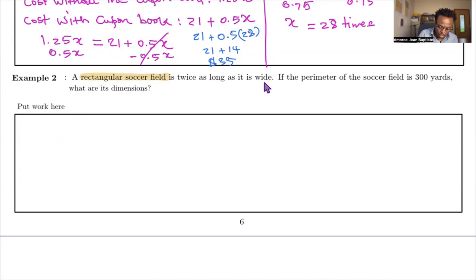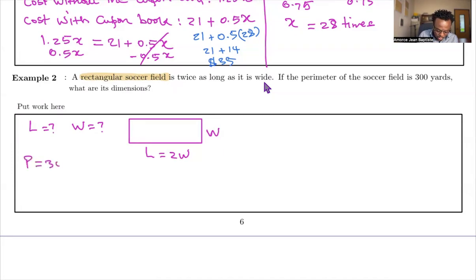They are asking me for L and W, the dimensions. But some information that is given here is that it's twice as long as it is wide. So basically, if this is my rectangular soccer field, that's going to be L, and then that's W. It says twice as long as it's wide, so that's 2W. L equals 2 times W, because L is twice W. And then they say the perimeter is 300 yards.